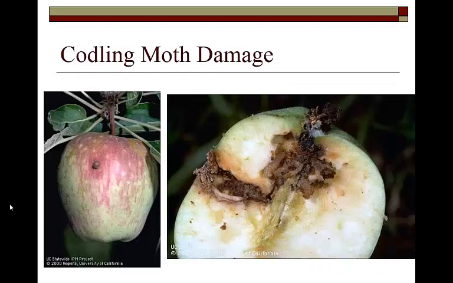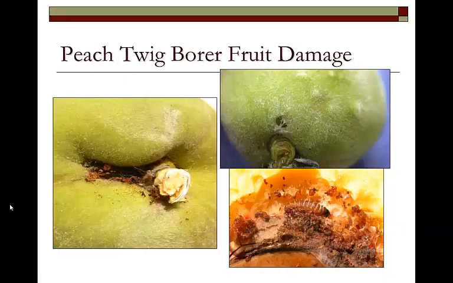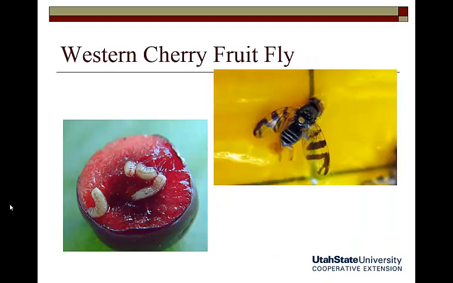We probably have seen this. That's codling moth damage. That's what the adult looks like. It's really only about 3/8 of an inch long. This is what the twig borer looks like, and so it actually causes wormy peaches and nectarines and apricots if it gets into there. So very similar to codling moth.